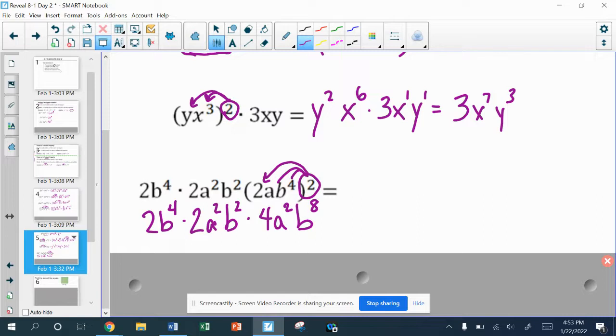Then I'm going to multiply all of the coefficients. So 2 times 2 is 4, times 4 is going to be 16. For my a's, I've got an a squared and an a squared gives me a to the 4th. And for my b's, I've got a b to the 4th and a b to the 2nd. So far that's b to the 6th. Then I've got a b to the 8th. So b to the 6th and b to the 8th would be b to the 14th.